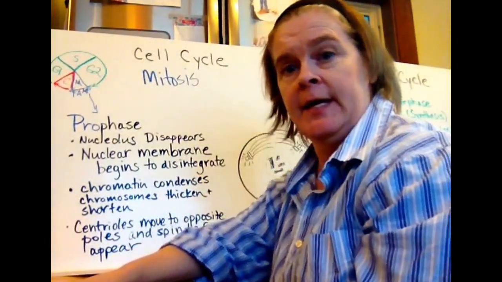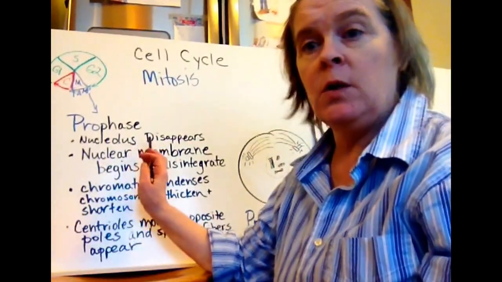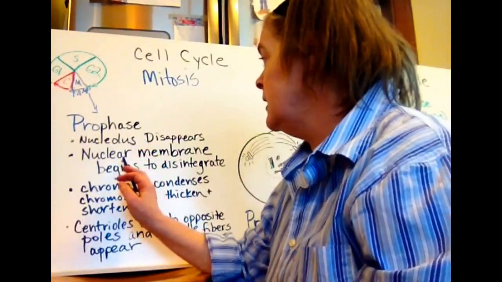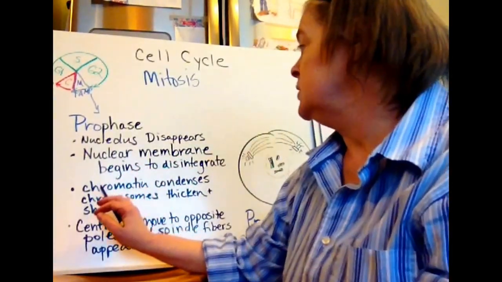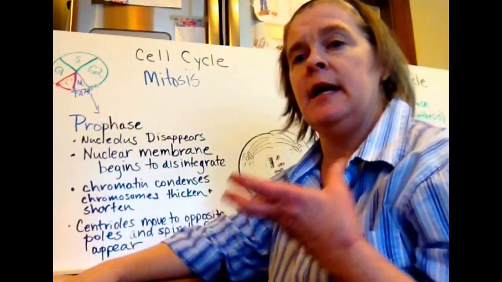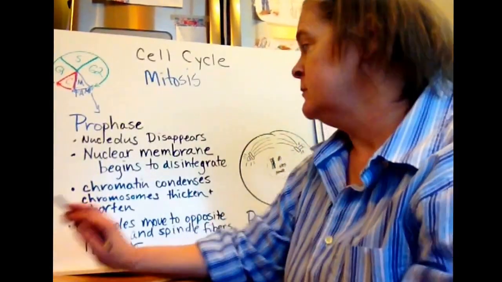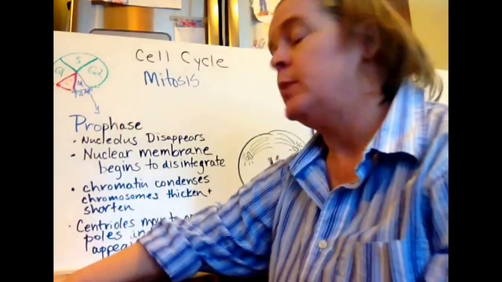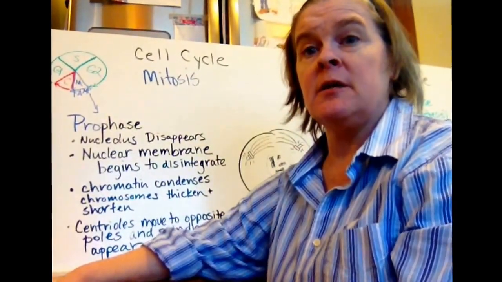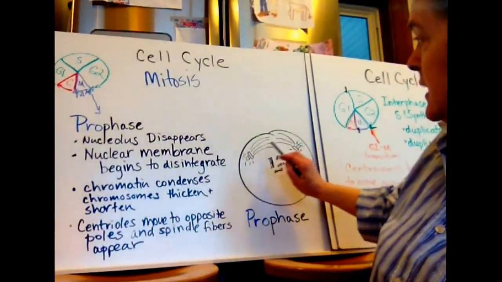The first phase, prophase, is where the nucleolus disappears, the nuclear membrane begins to disintegrate, the chromatin condenses into the chromosomes and they thicken and shorten, and the centrioles are moving to opposite poles and spindle fibers begin to appear. The spindle fibers are made out of protein.